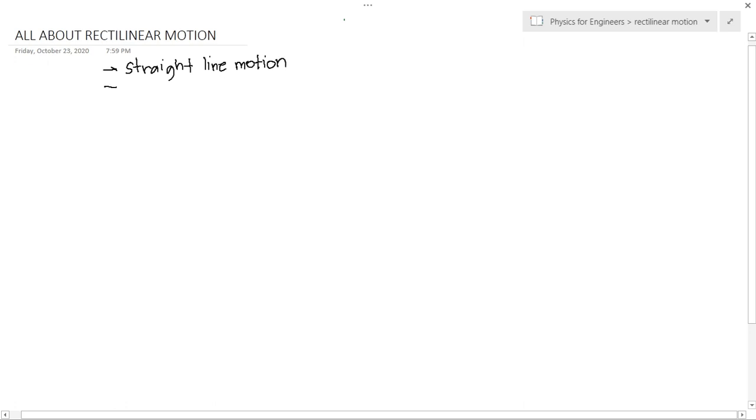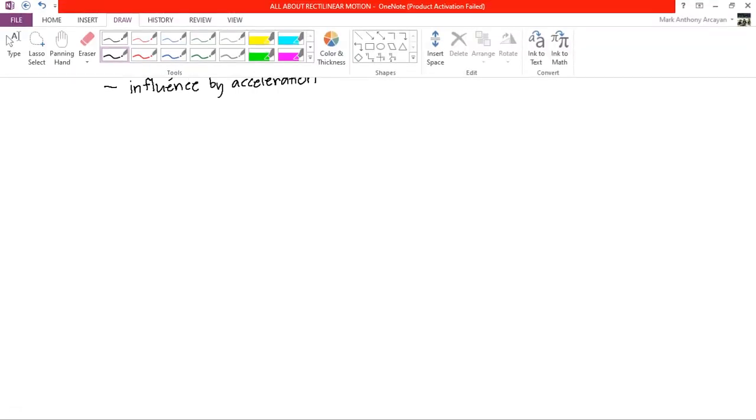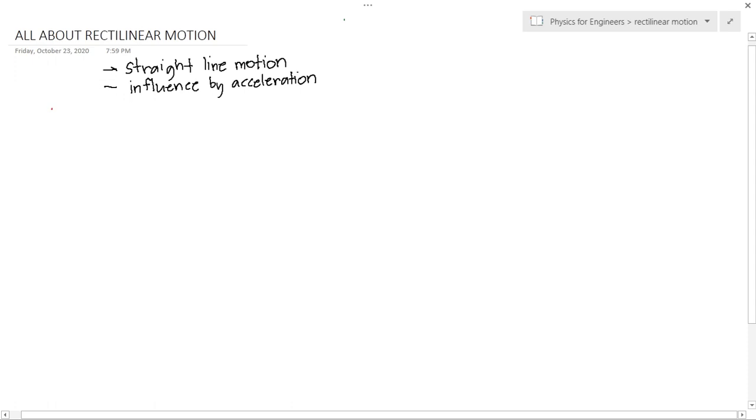Then, for a rectilinear motion, it is influenced by external interferences, and it is due to the acceleration of the object. So, influenced by acceleration. Meaning, kapag may acceleration pala siya, its velocity will change from time to time. And then, for this rectilinear motion, it has two types. So, meron siyang dalawang klase. So, two types.